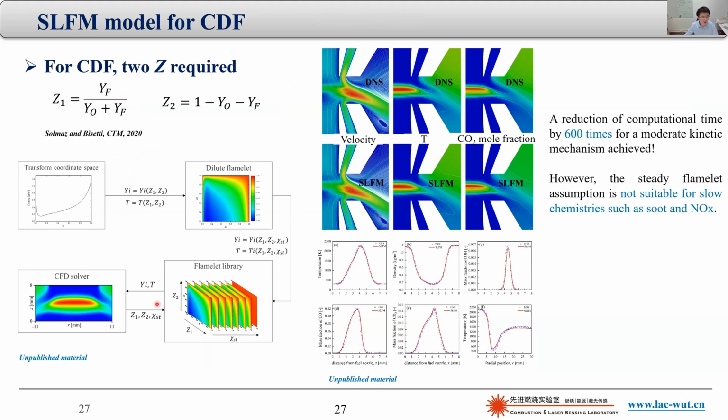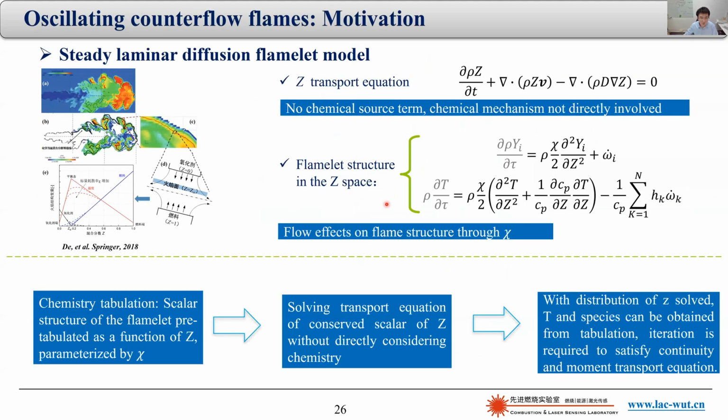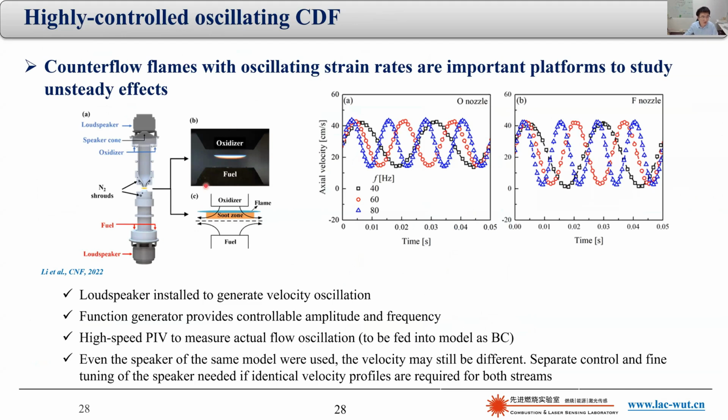We create this flamelet model and we use it for simulation of these 2-dimensional counterflow flames, and we see a reduction of computational time by 600 times. Which means this model is actually very useful for simulating these flames. But the problem is, if you want to target soot or NOx, which have very slow chemistry, then this assumption will not work. So you have to consider these oscillating effects. That's the reason why we are doing these oscillating flames. We want to know the oscillating effects on soot formation. So this is the primary reason for our recent work on oscillating flames.